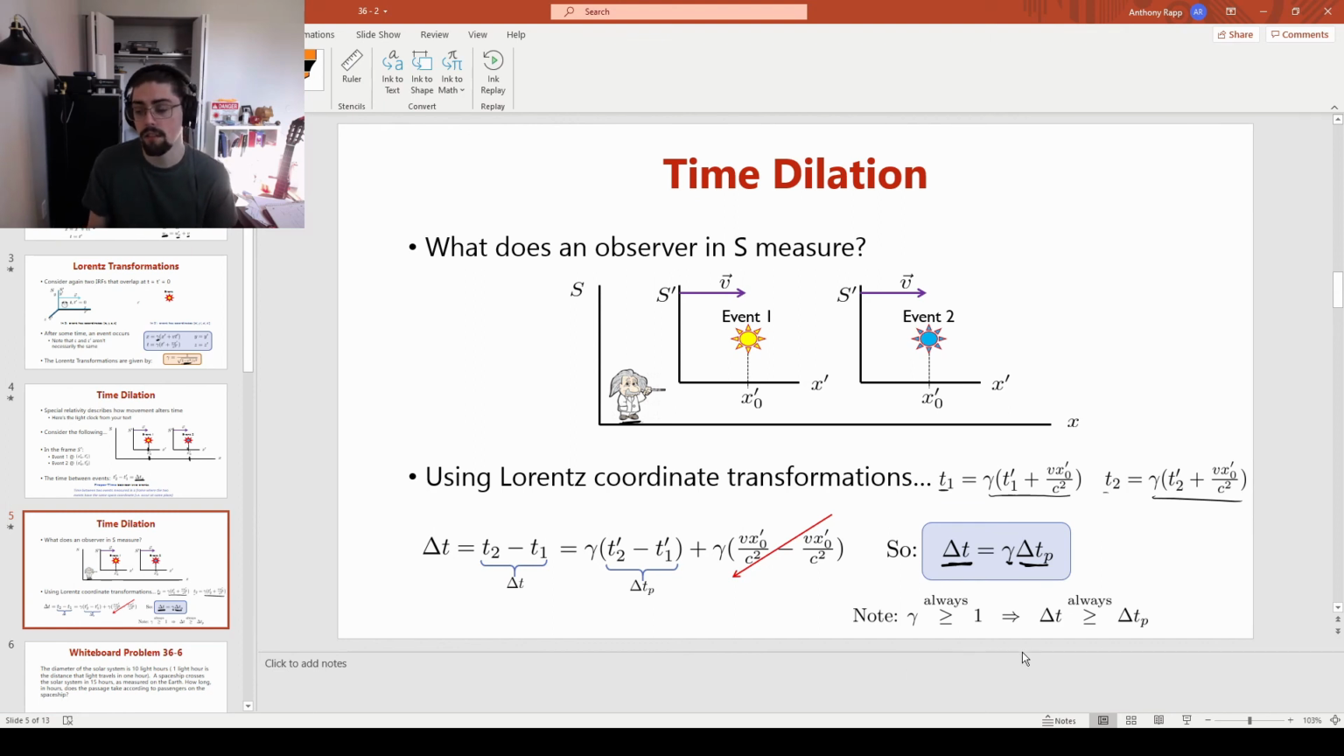And remember, since gamma is always equal to or greater than 1, any time that we would see other than the proper time is going to be longer than the proper time. The proper time is essentially the shortest amount of time you could possibly record between two events, right? No waiting for the photons to travel or anything else. You're there in the moment recording with your stopwatch.